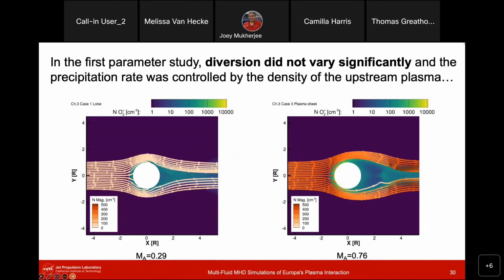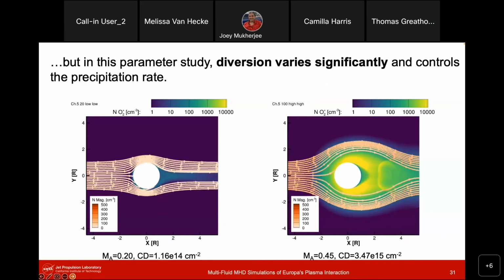So just to show you in plots what I just said, these are two cases from the first parameter study. You can see that even though the density on these streamlines is different, the flow pattern looks pretty much the same, and the thing that's making the difference is the density on the streamlines. On the other hand, in this second parameter study where we have different atmospheres, this is the most extreme case with high scale height. We see that all of these streamlines are pushed away, so even though the density of the plasma is pretty similar, we just have fewer streamlines delivering plasma onto the surface, and that's why we get these changes in the precipitation rate.